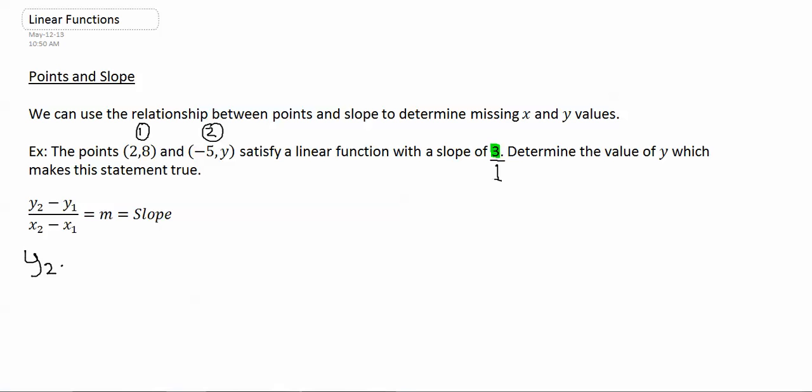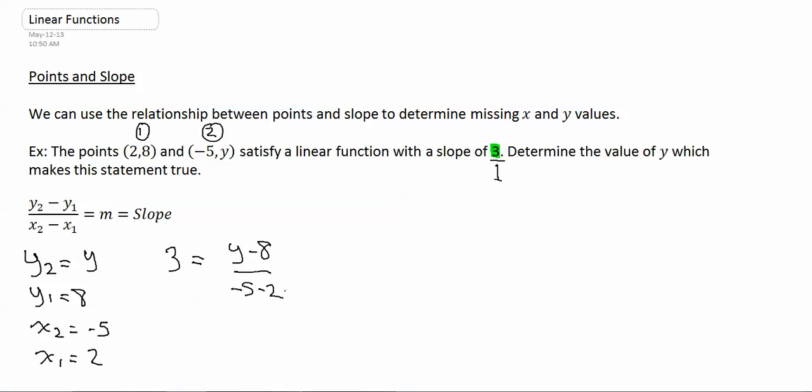So for y sub 2, we just get y. For y sub 1, we get 8. For x sub 2, we get negative 5. And for x sub 1, we get 2. So we're going to put this into our equation. I know what our slope is. Our slope is equal to 3. So I get 3 is equal to y subtract 8 divided by negative 5 subtract 2.